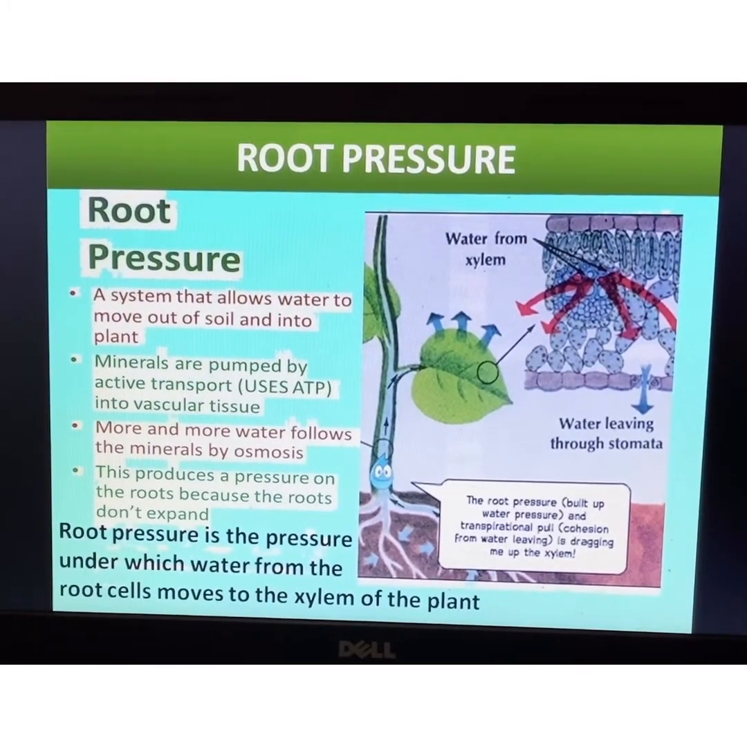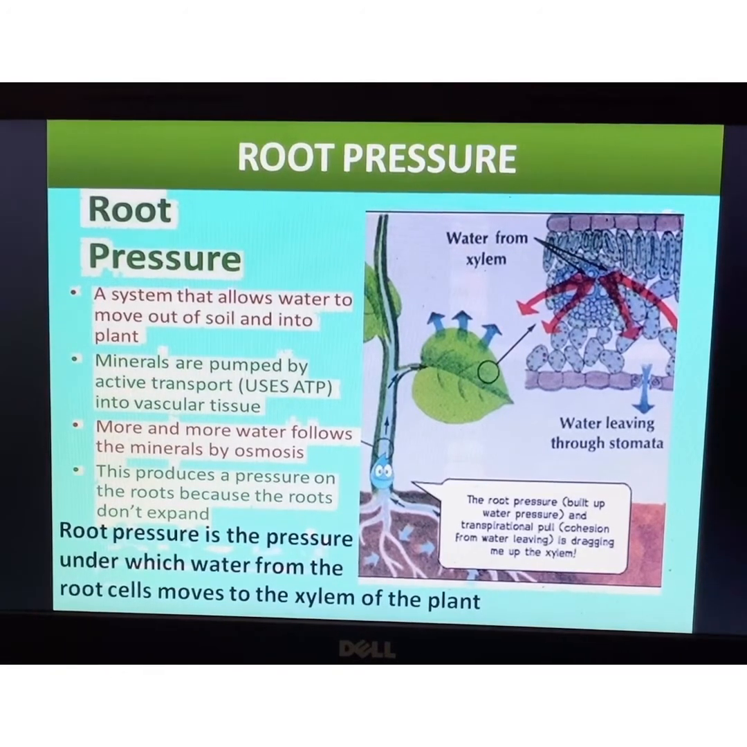And what happens? Water is absorbed by the roots. Along with the water, the mineral ions are absorbed, and as the water keeps getting absorbed, it will create a pressure in the root under which the water from the root cells will move up to the xylem.